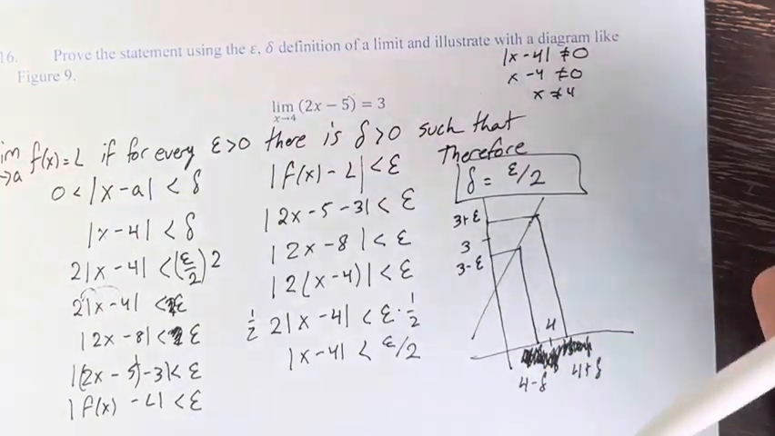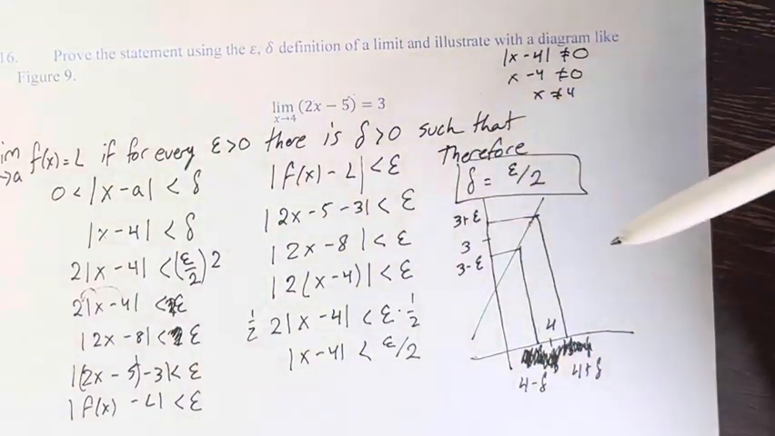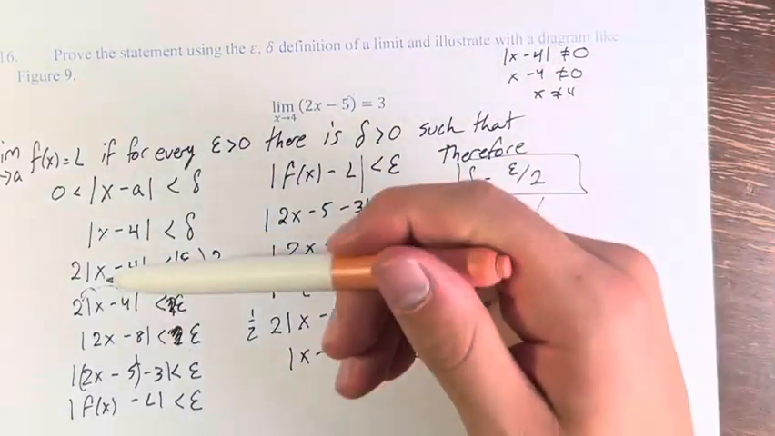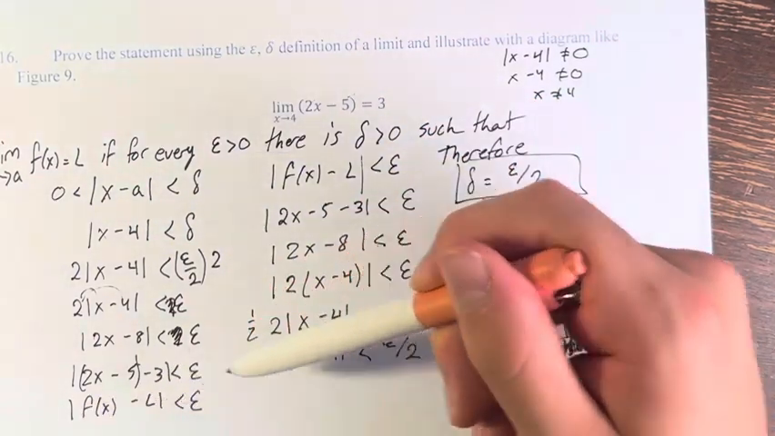But the proof is based off of the fact that we can go from our relationship of delta equals epsilon over 2 and go from the absolute value of x minus a is less than delta to the absolute value of f of x minus L is less than epsilon.